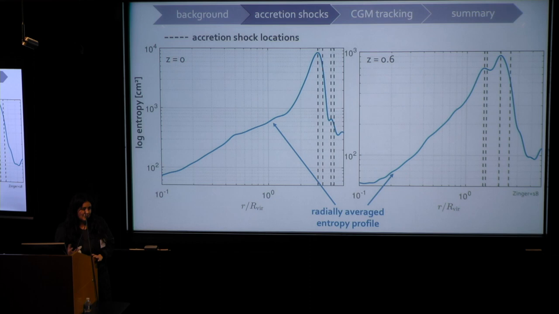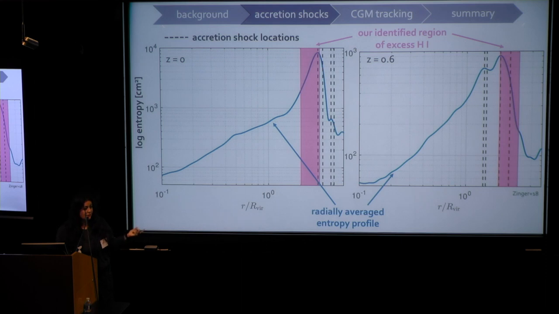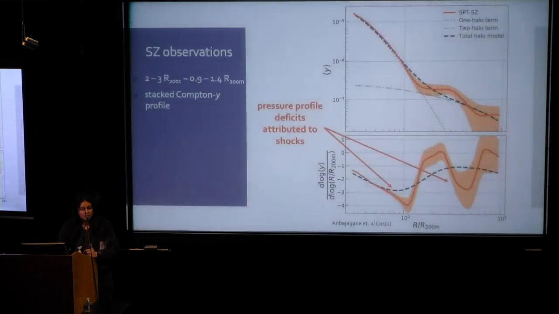So what is that? What could this be arising from? This here is some observational work from Elad Zinger. This is using TNG as well, TNG100. And here is the radially averaged entropy profile for the same cluster at different redshifts. You can see that they've identified the location of the accretion shock, or different shocks in the cluster environment. And if I overlay this excess region I've identified of H1, it actually is coincident with some of the shock locations in these clusters.